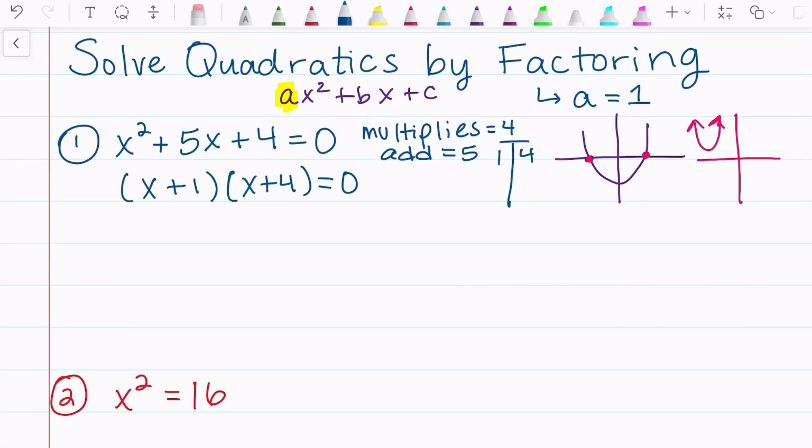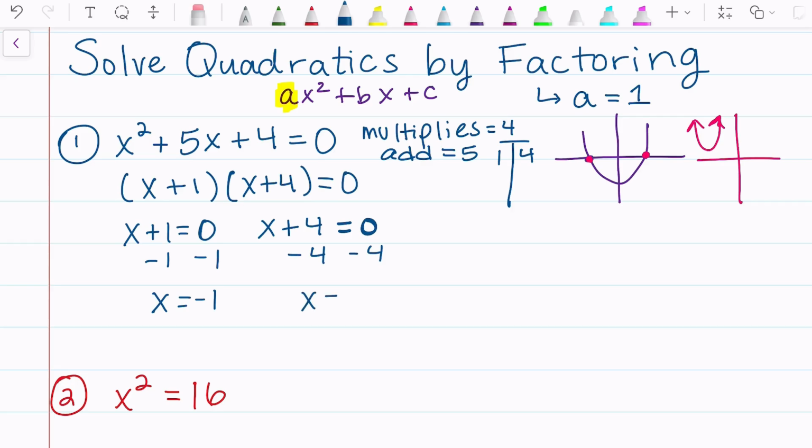And then what we are looking for is what makes these individual factors be 0, because we want the x-intercepts, and that is where y is 0. So you might not need to write all the solving steps out, but if I was just going to be diligent here, I'm going to write them out. x plus 1 equals 0, x plus 4 equals 0. I'm setting both factors equal to 0. Then I'm going to solve for x. Well, that's a plus 1, so we use inverse operations, subtract 1, and we get x equals negative 1. I would take 4 away, and I would get x equals negative 4.